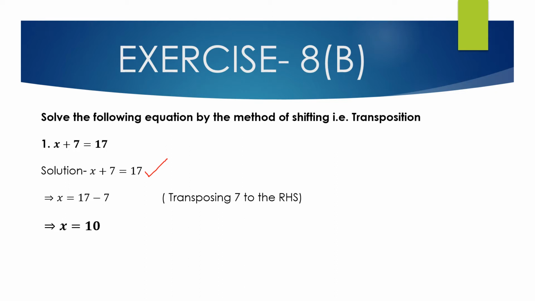Then x will be 17 minus 7, transposed to the right hand side, then plus 7 changes to minus 7. So x equal to 17 minus 7. Transposing 7 to the RHS, then x equal to 17 minus 7. 17 minus 7 is 10. Then we get x equal to 10. So value for the variable x is 10.